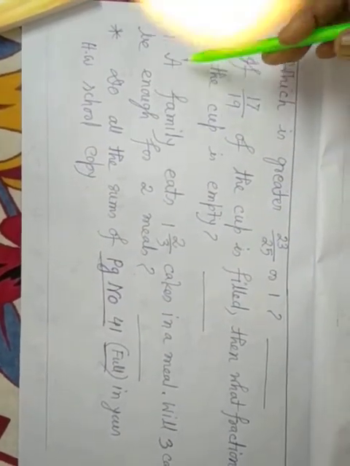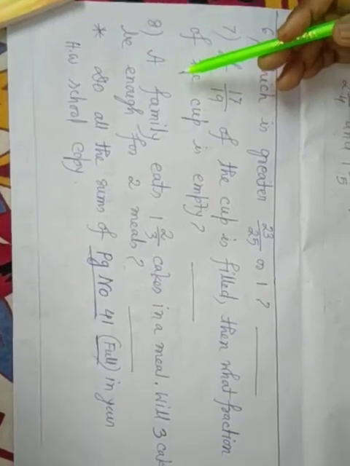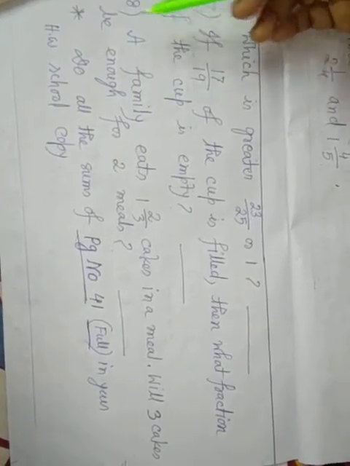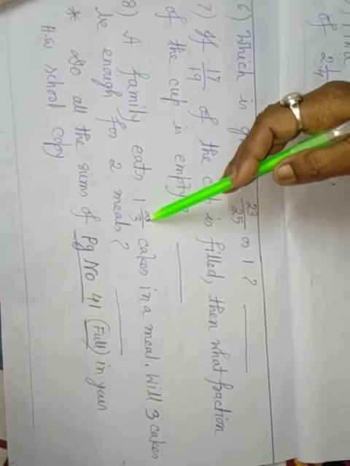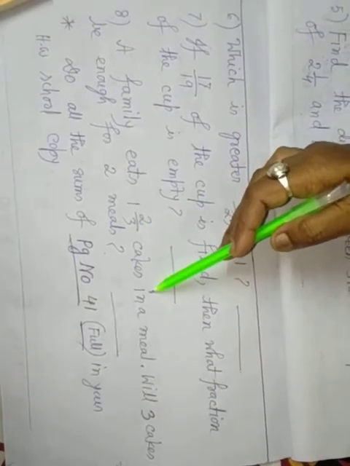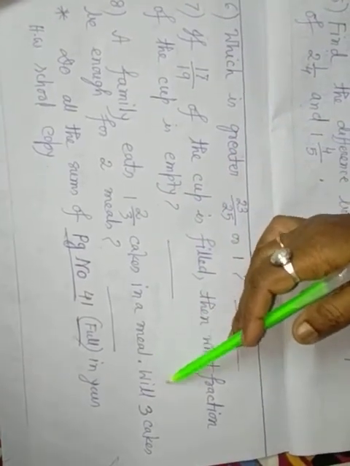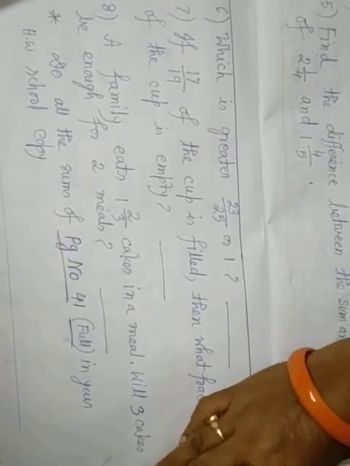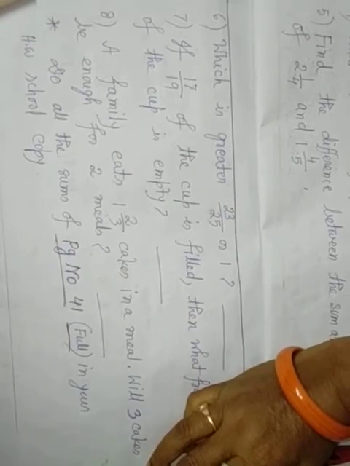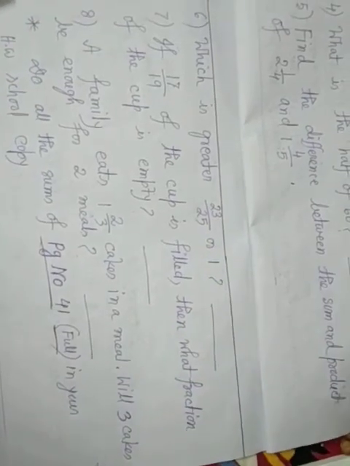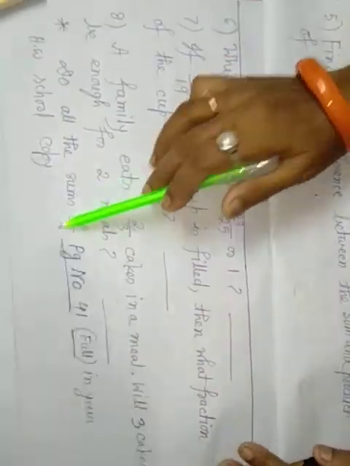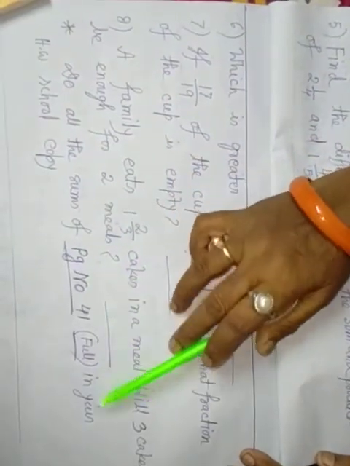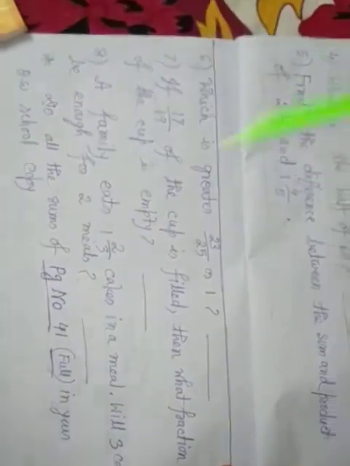8. A family eats 1 2 by 3 cakes in a meal. Will 3 cakes be enough for 2 meals? This is page 40, and this is page 41. On page 41, you do all the sums of page number 41 in your homework copy.